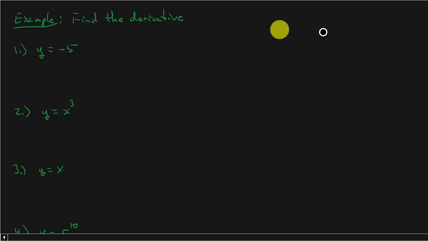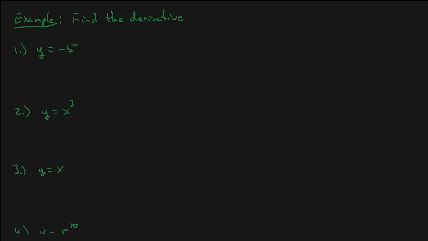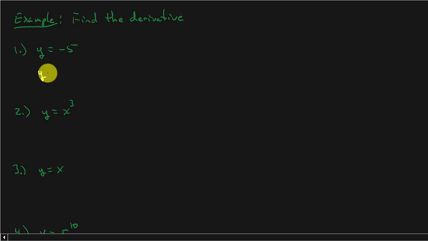So we've got y equals -5. So what's the derivative of that? Well, we're taking the derivative of a number. You see that? Of a constant. So y prime equals what? 0. All right. Let's look at this one. Y equals x to the third. So let's take the derivative. We've got x raised to a power. Okay, x raised to a power.